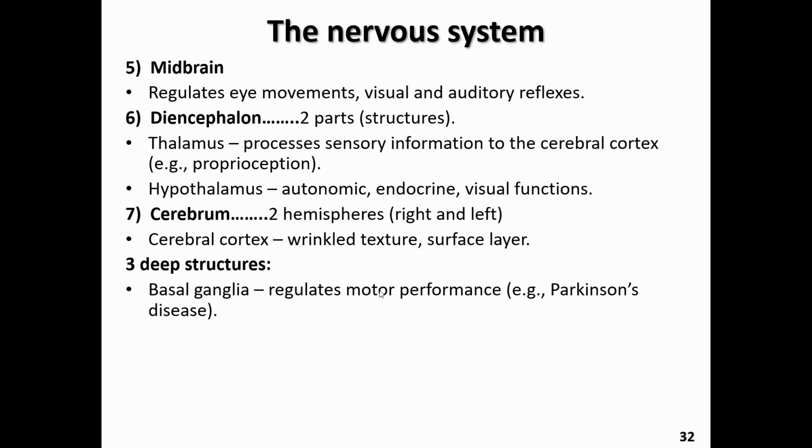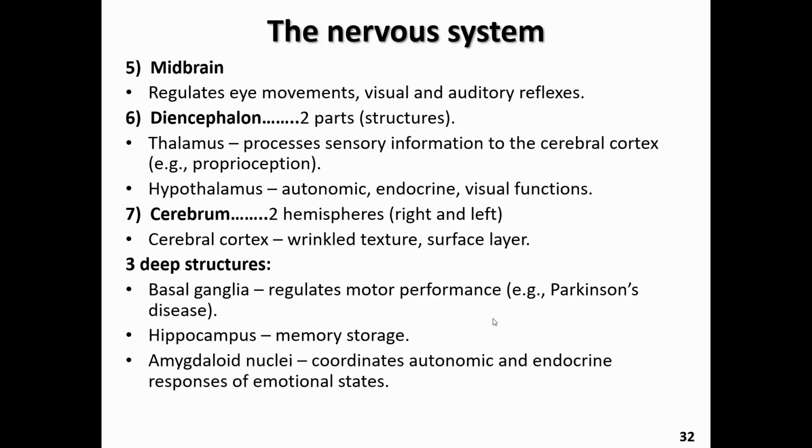Additional structures in the brain include three main structures that are considered deep, buried inside the brain. These include the basal ganglia, which are clusters of neurons located in various positions that play a very important role in regulating motor performance. This refers to the activation of skeletal muscles to produce smooth movements. When there is some sort of pathology to the neurons in the basal ganglia, it results in certain diseases. One includes Parkinson's disease. Another structure is the hippocampus, which is thought to be the site of memory storage, and the amygdala, or amygdaloid nuclei, refers to clusters of neurons which help to coordinate the autonomic functions of the nervous system, as well as the response to various emotional states in terms of endocrine secretions.